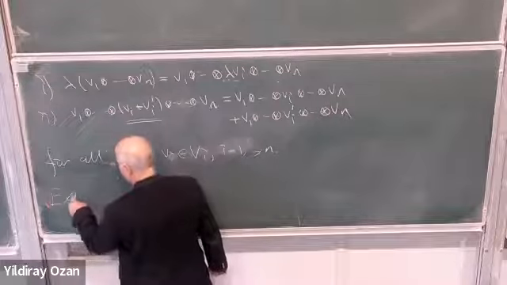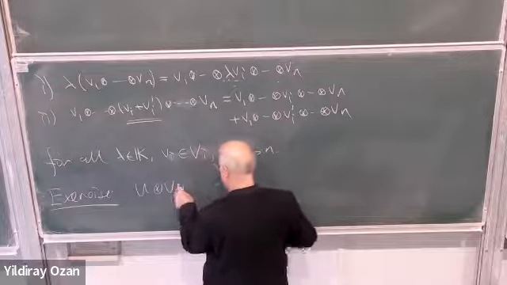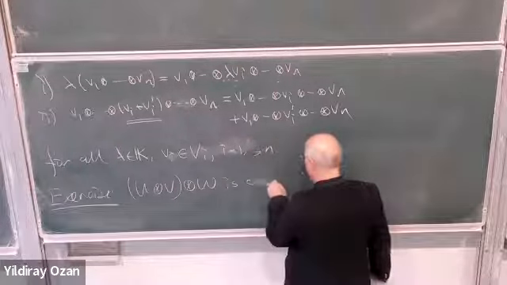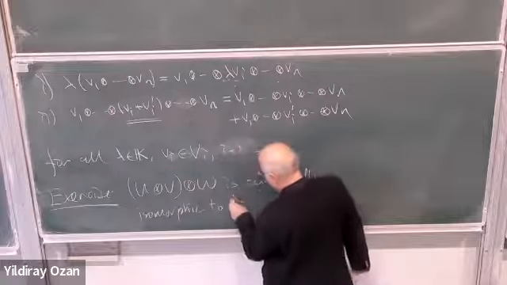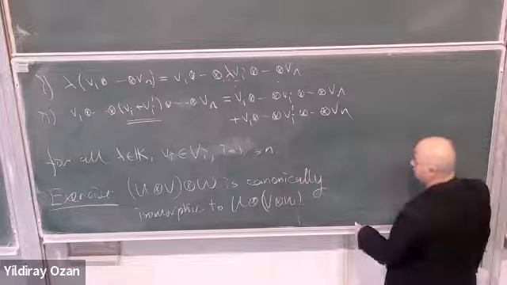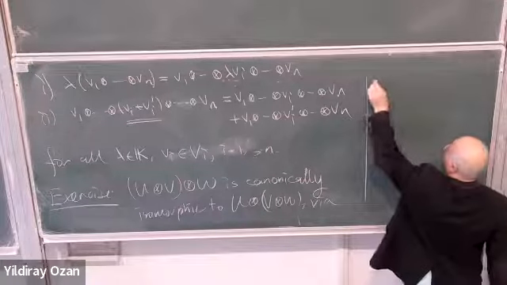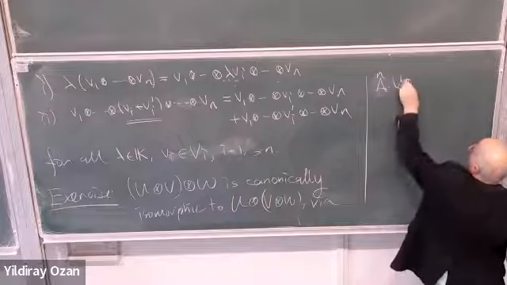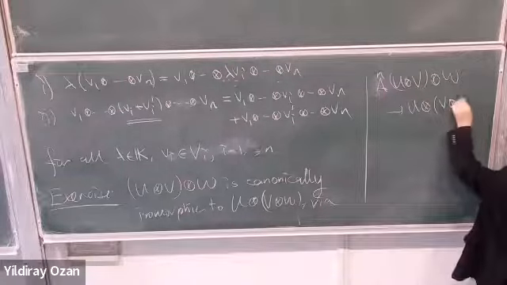Okay, exercise. (U tensor V) tensor W is canonically isomorphic to U tensor V tensor W.